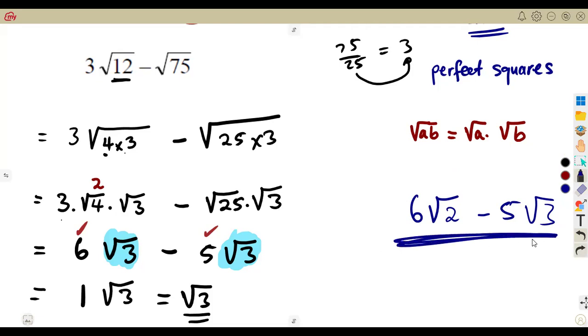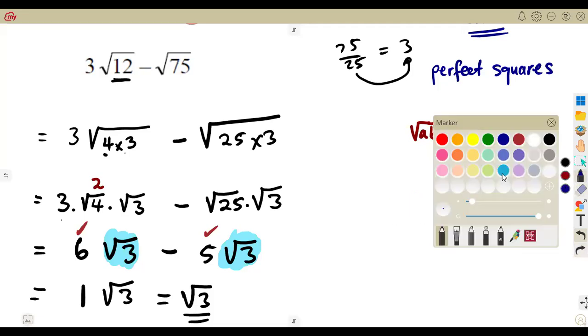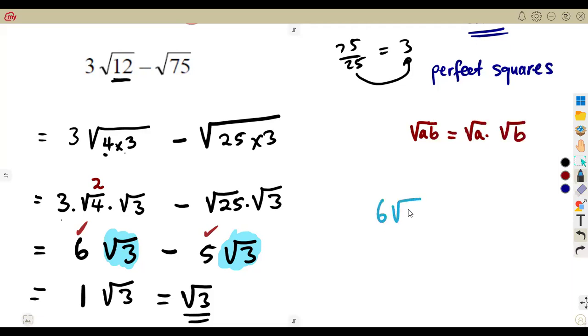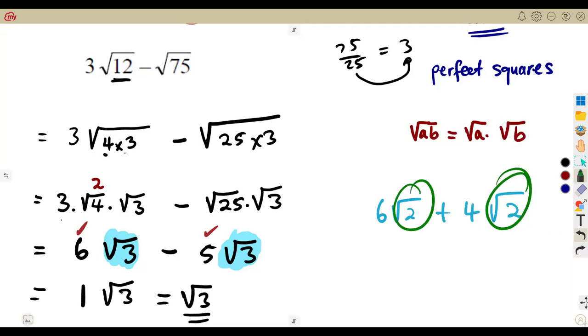It's impossible for us to subtract. We just have to leave it like that. Only if the numbers under the square root are the same, meaning to say it can be taken from 6 square root of 2, it can be addition plus 4 square root of 2. What is important is the numbers under the square root: square root 2, square root 2.